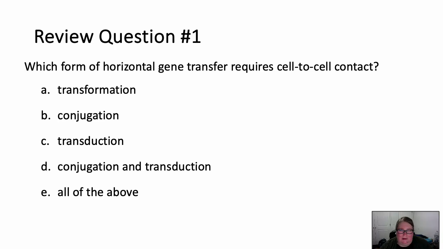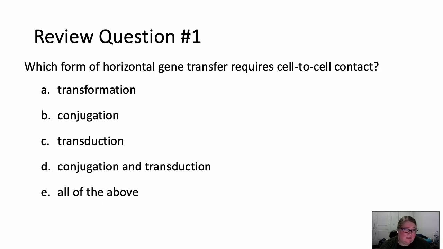Before we start the material for 9.5, let's do a review question real quick. Review question number 1 says, which form of horizontal gene transfer requires cell-to-cell contact? Is it A, transformation, B, conjugation, C, transduction, D, conjugation and transduction, or E, all of the above? So take a second, pause the video, flip through your notes for chapters 9.1 and 9.3 and see if you can find the answer.